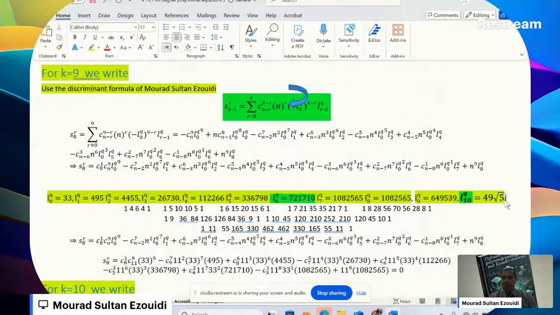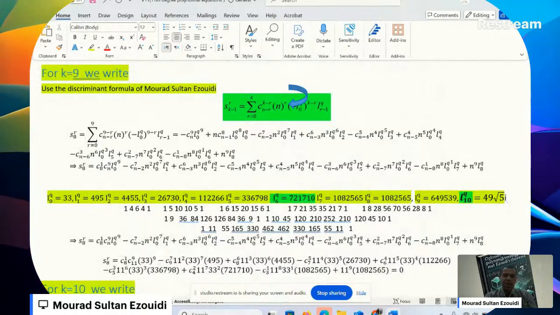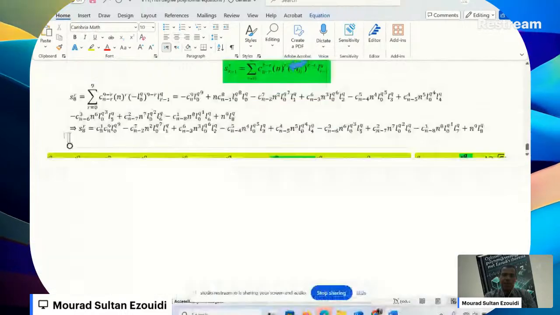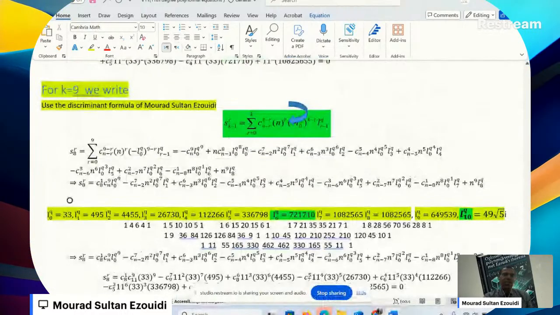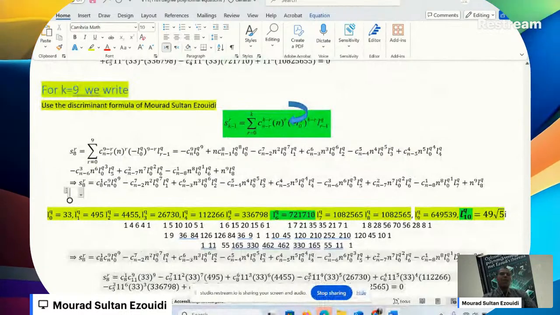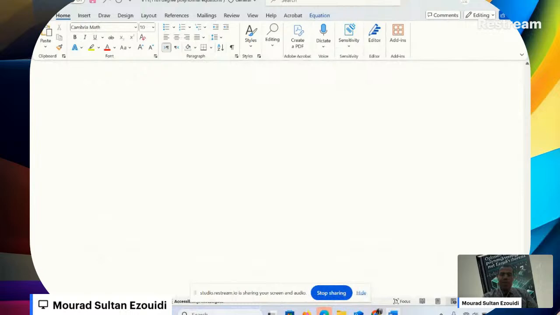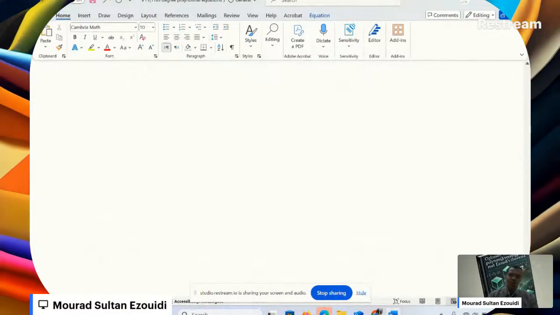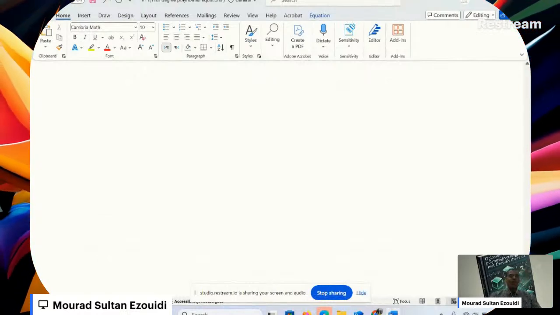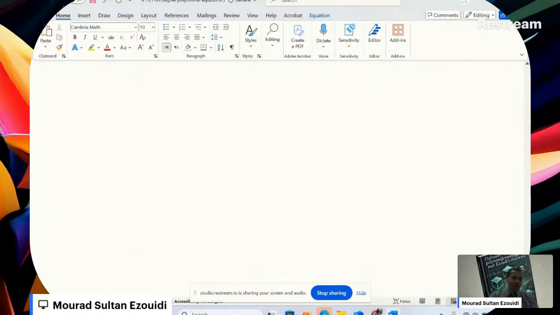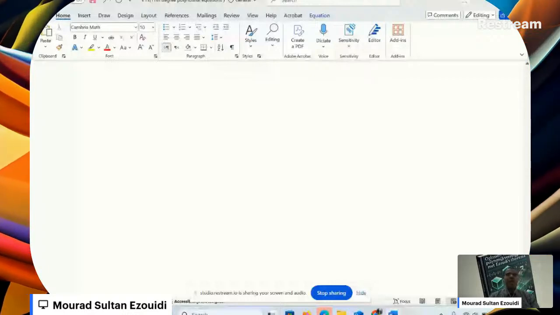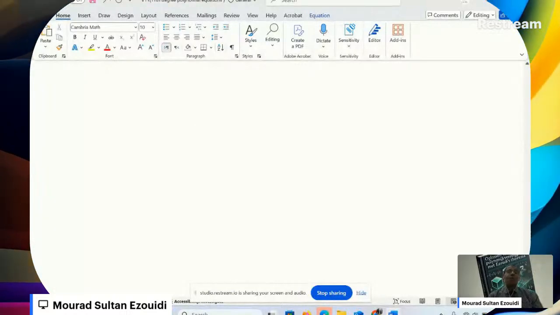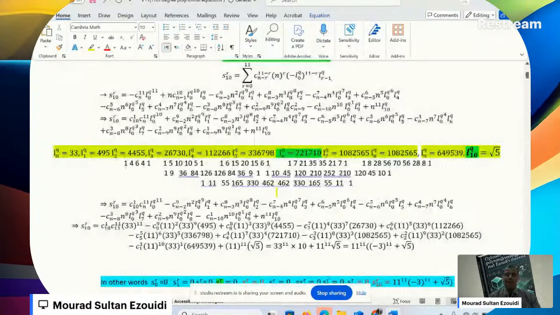Now I need to find S9. To find S9, just put k equal 10 in the discriminant formula of Mourad Sultan, and then make the expansion of this sum and write, let's say, L0 for the q raised to the power 10 as a common factor. And after that, writing your formula S9 in its lowest term and make your own substitution using the coefficients of your original 11-degree equation from L0 up to L9.